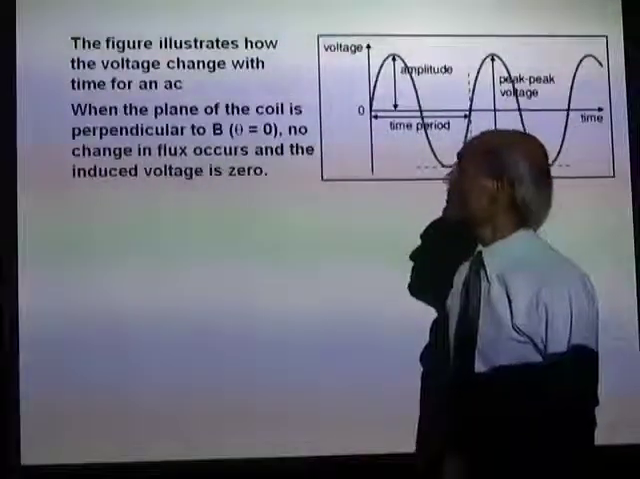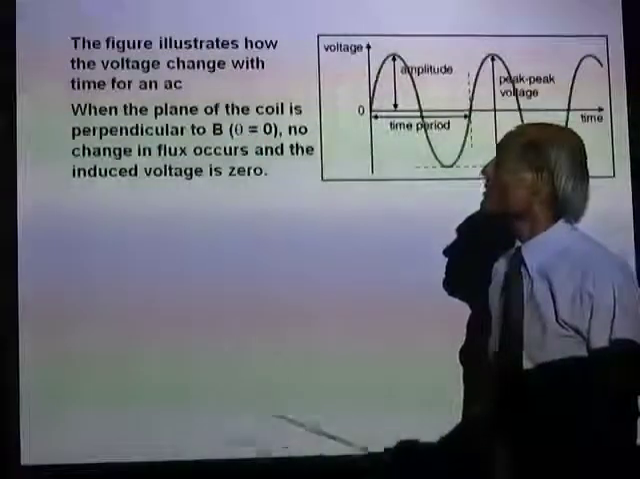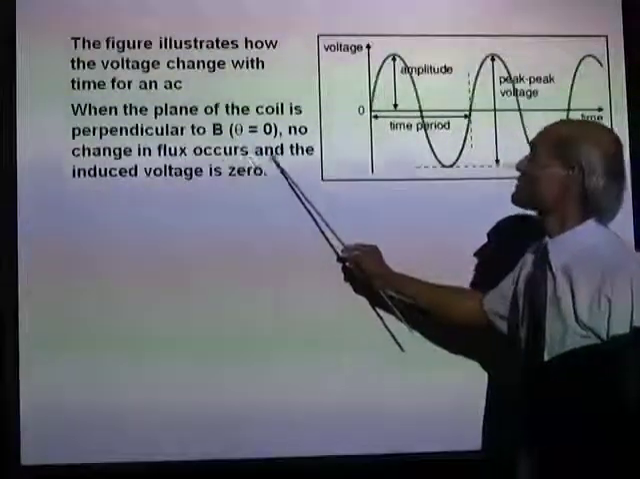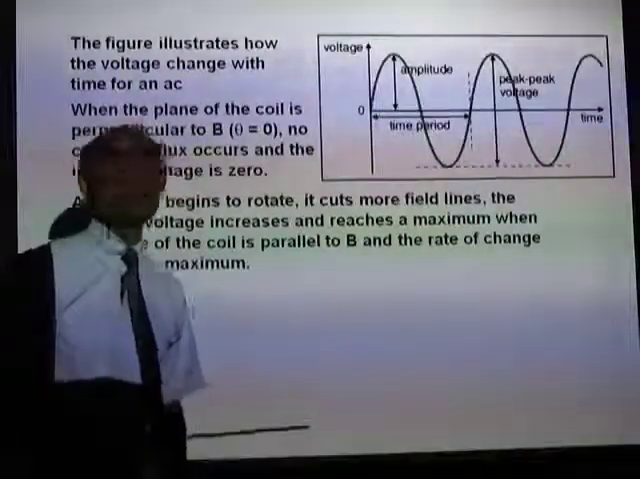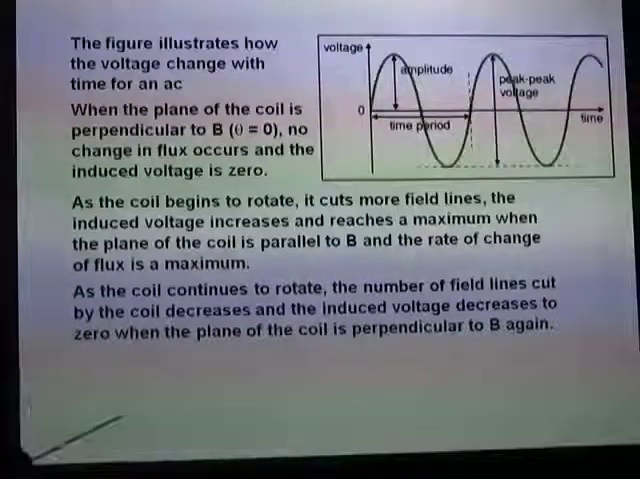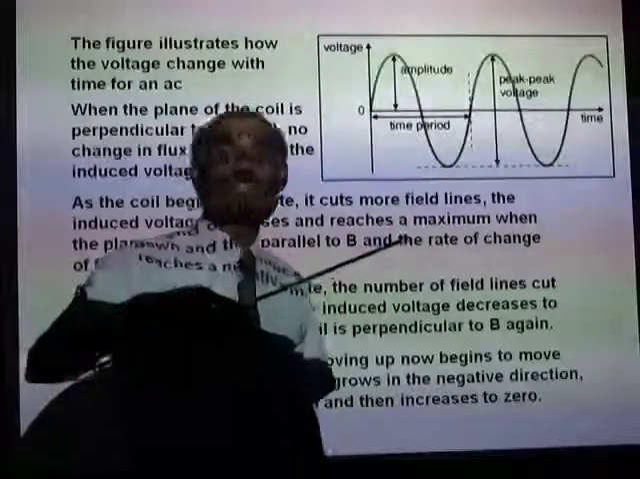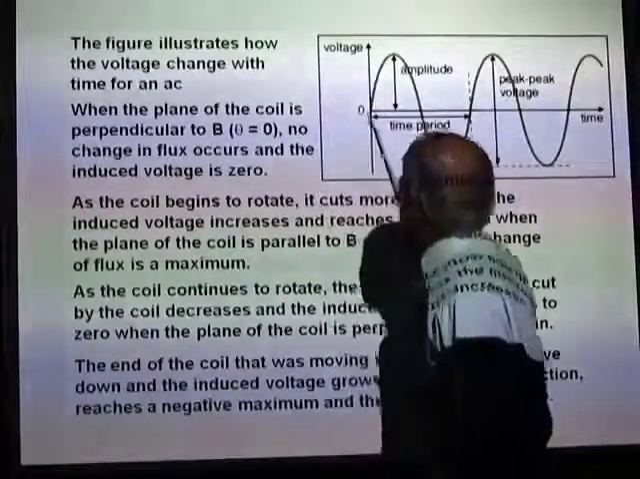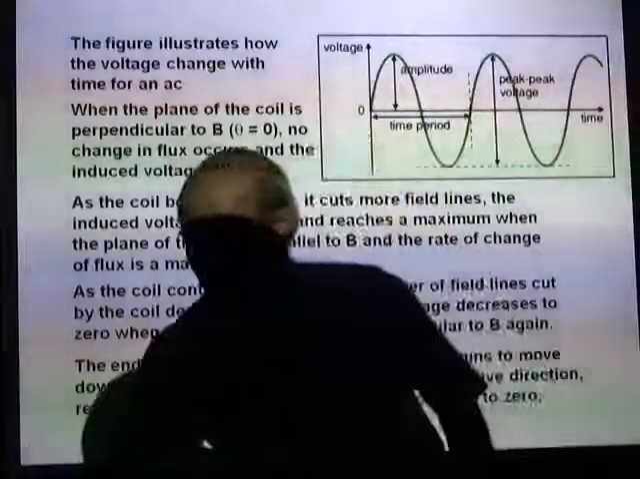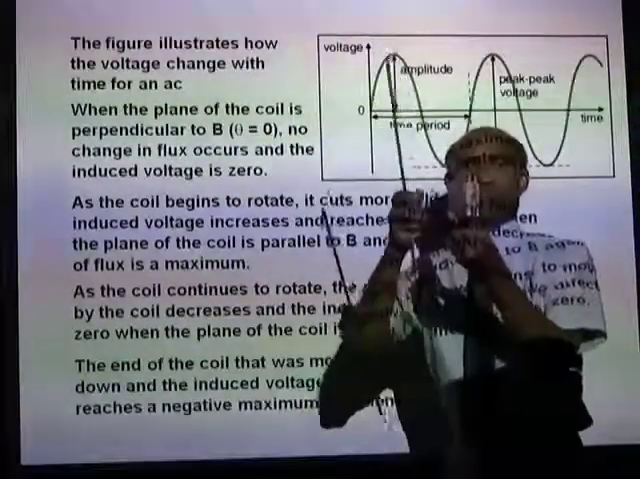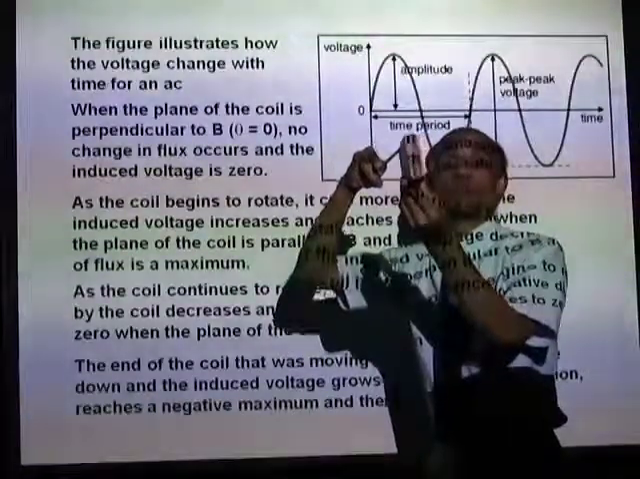Now, when the plane of the coil is perpendicular to B, theta equal to 0, and no change in flux occurs, and the induced voltage is 0. We talked about this already, so we don't need to do that again. How the voltage changes from 0 to a maximum, then back to 0. You can see here, now the induced EMF at this position is actually 0.